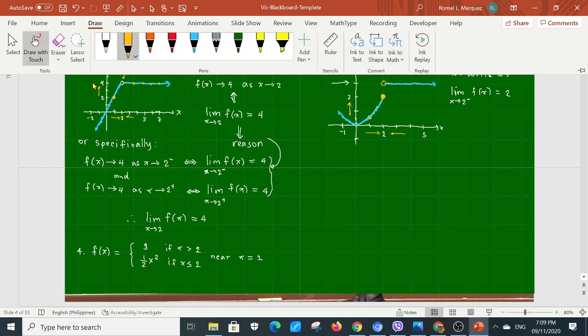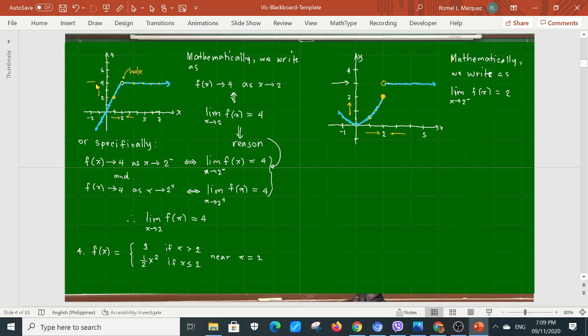From above, no? Not really from above. From the horizontal. So as I travel, it is always 4. So as I travel, it is always 4 going to this value. What value is that, children?